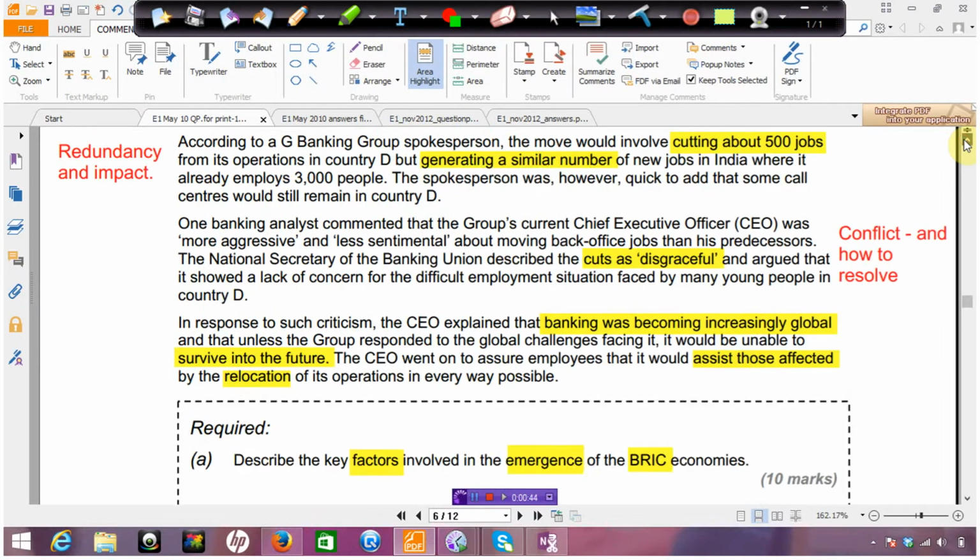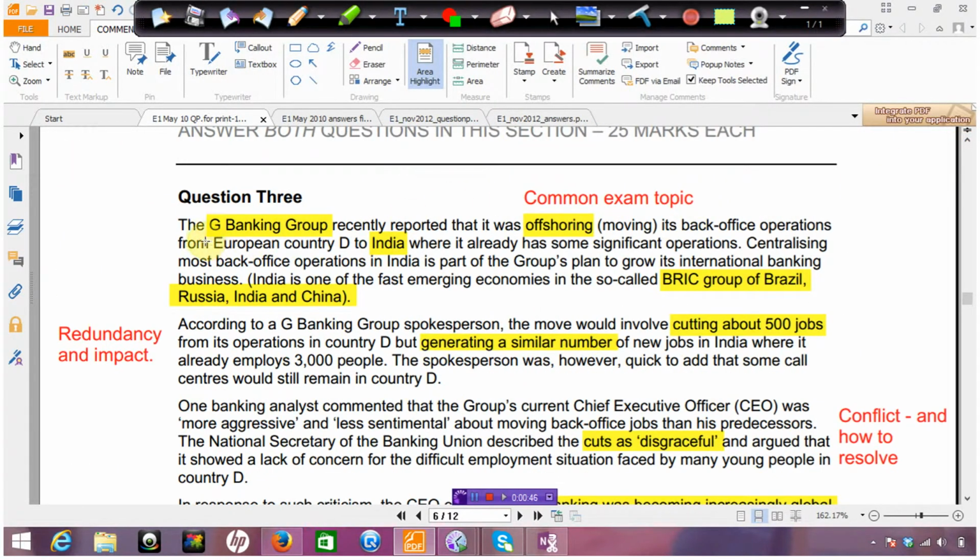So if I take you just briefly through the scenario, what you'll see typically is that the examiner gives some brief information in relation to an entity, an organization, in this case G Banking Group. They're looking to offshore to India, part of their back office operations, obviously India being part of the BRIC group. As a result of this offshoring, there seems to be some redundancies, and what the bulk of the scenario talks about here is the impact of the redundancies on particular stakeholders.